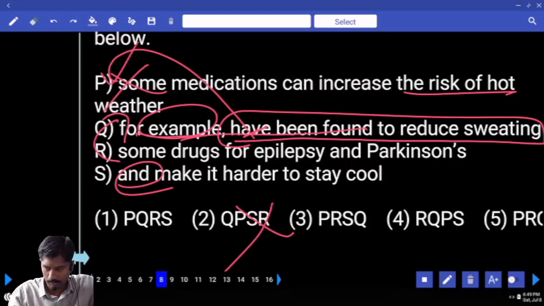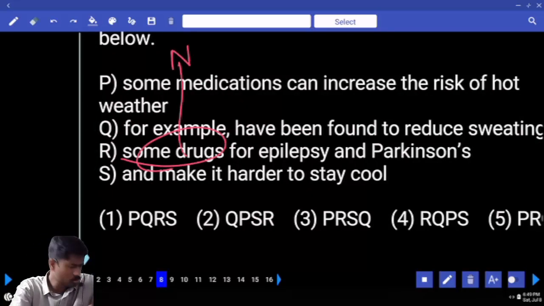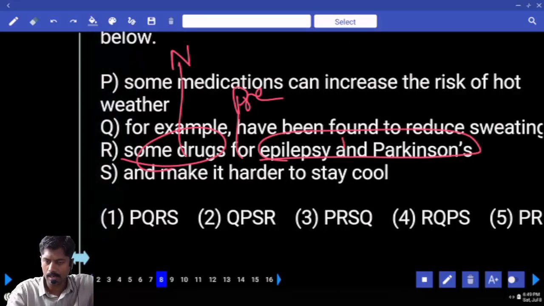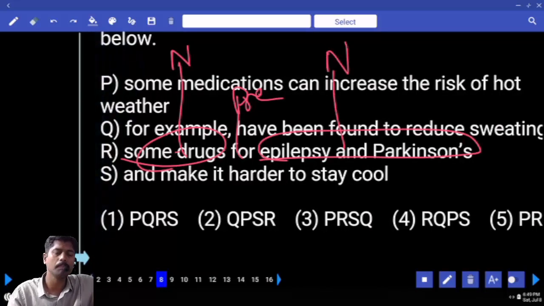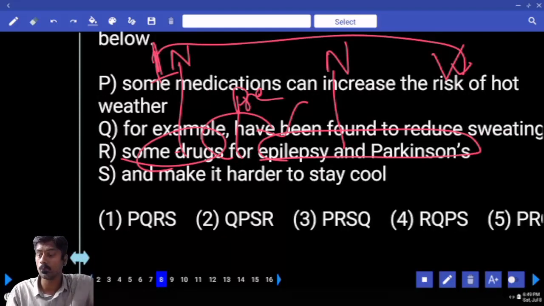Some drugs for epilepsy and Parkinson's. Some drugs, noun, means noun phrase. For, preposition, again another noun. When NPN appears, we decide the verb based on the first noun. So first noun, drugs. Drugs have been found to reduce sweating.